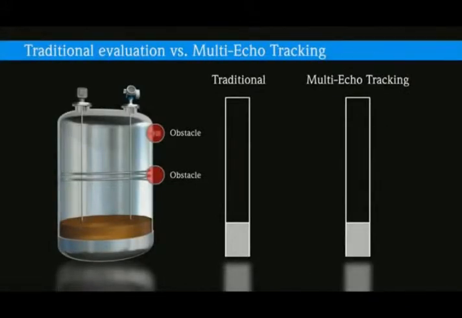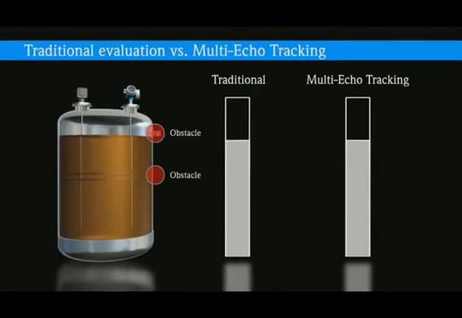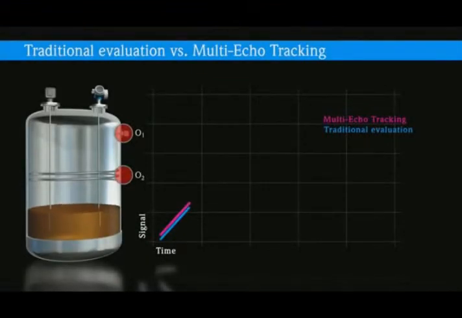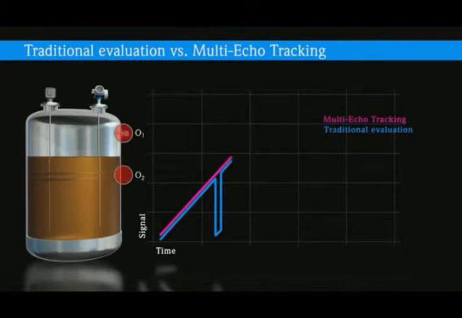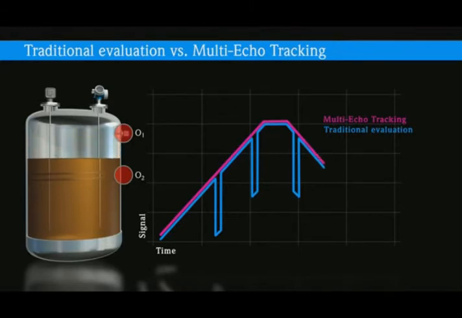If you compare both methods, it becomes clear that only multi-echo tracking of Endress+Hauser leads to stable and safe output signals by marking and pursuing all of the echo signals. If you examine a filling or discharging operation as recorded in the control system, it becomes apparent that the traditional analysis leads to unstable measured values. Only the new multi-echo tracking of Endress+Hauser provides a stable and reliable measured value signal.